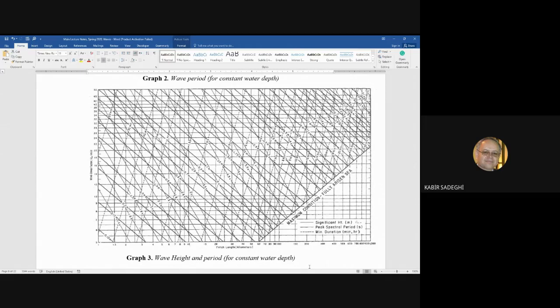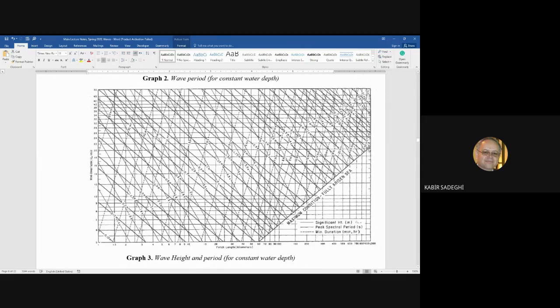And there is another group of dashed-line curves. These show the minimum duration, which is in hours, and some of them even in minutes. For values smaller than 1 hour, it is written MIN, the abbreviation of minutes. And for durations more than 1 hour, it is written HR. Therefore, we see three parameters here. One is height, the other is wave period, and the last one is, for example, the minimum duration.